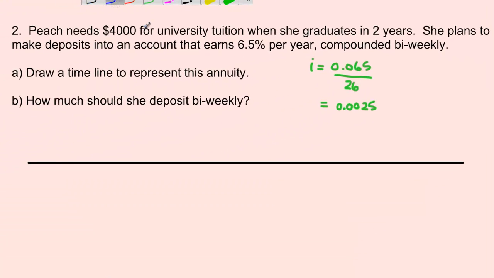On our timeline, we're going to have today, which we'll just say is now. We're going to have our different compounding periods. And our compounding periods this time are bi-weekly, so that's what we'll write. Compounding periods, which we're going to say are bi-weekly.